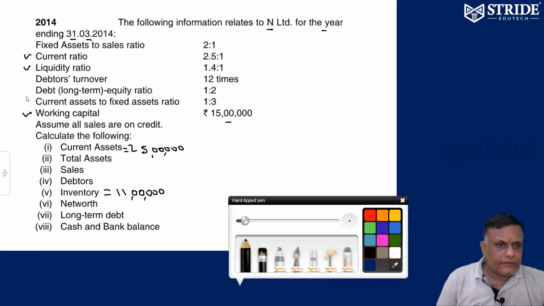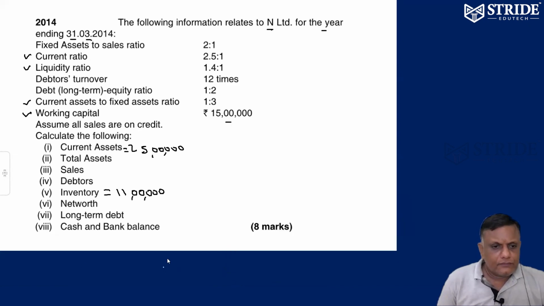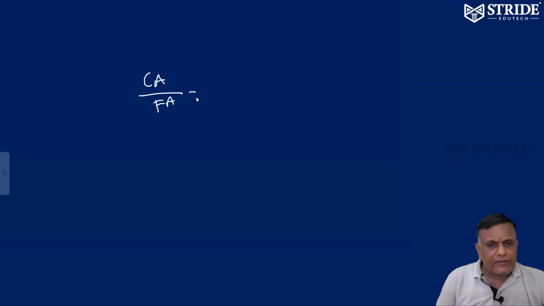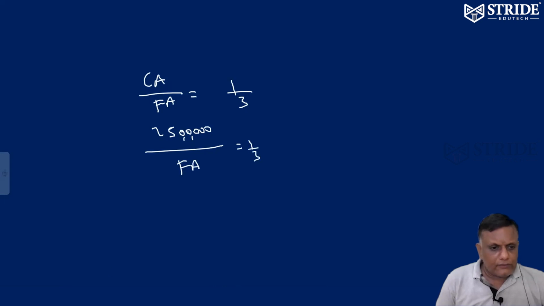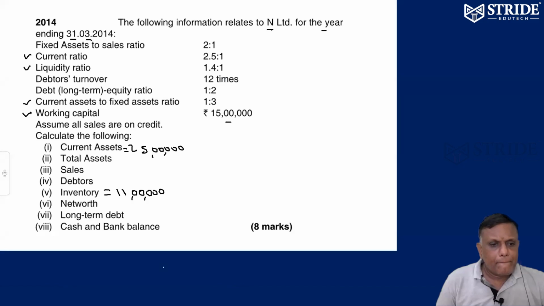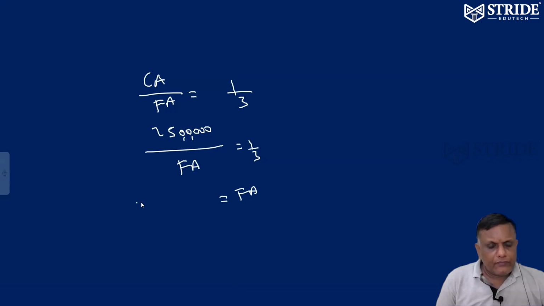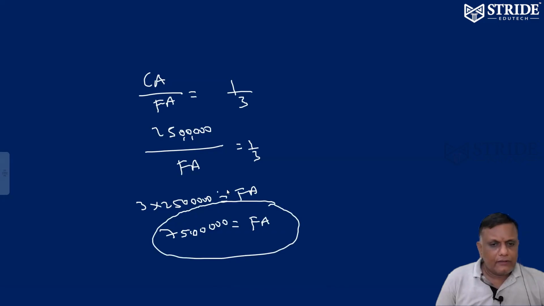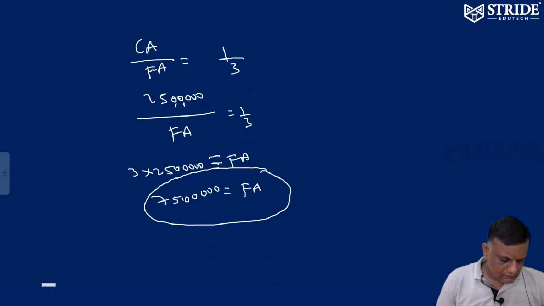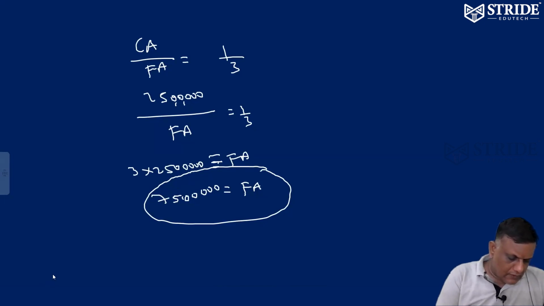Next, current asset by fixed asset. Current asset by fixed asset is 1:3, that is 1/3. Current asset is 25 lakhs, by fixed asset, is equal to 1/3. So fixed asset is 3 into 25 lakhs, that is 75 lakhs. Fixed asset is 75 lakhs.